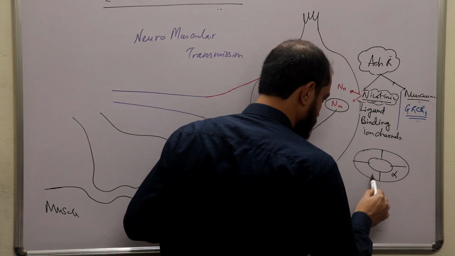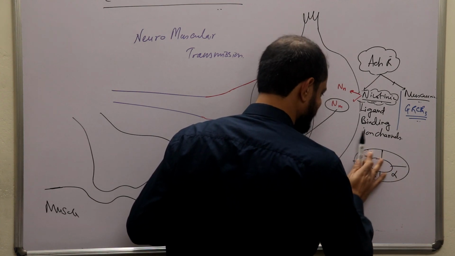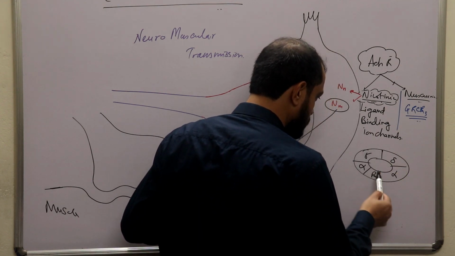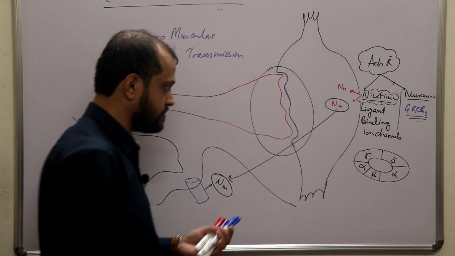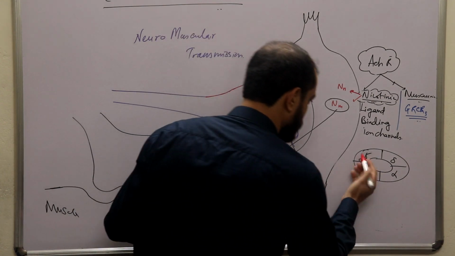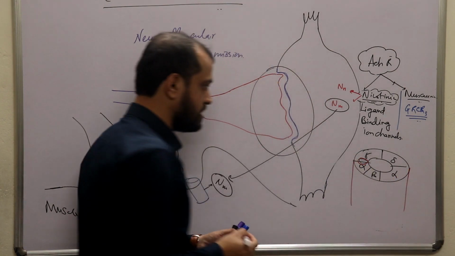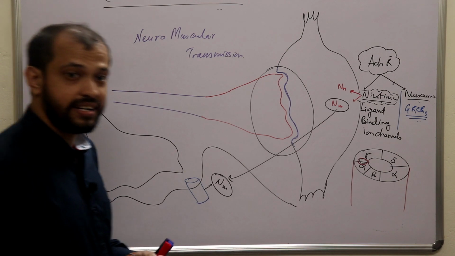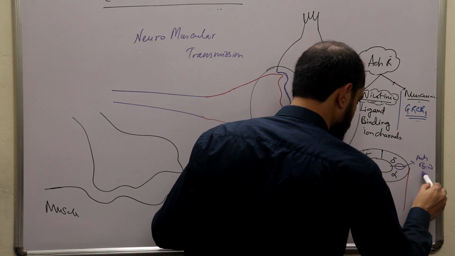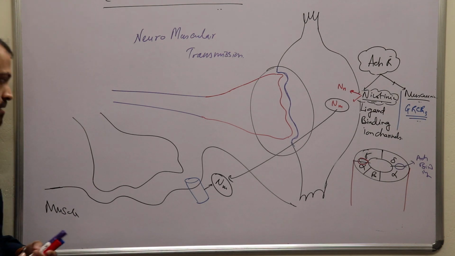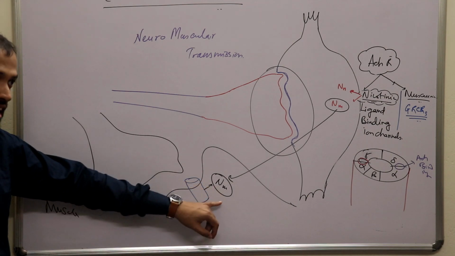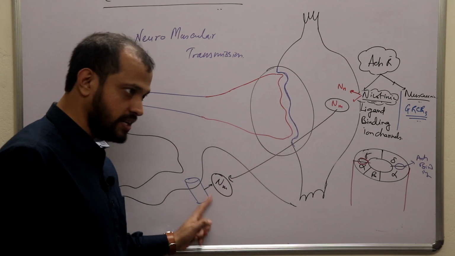This is alpha, this is beta, this is gamma, delta, and in between beta and gamma there is alpha again. In between alpha and gamma there is a site for acetylcholine binding, and between alpha and delta there is a site for acetylcholine binding. Now suppose this is your NM type nicotinic acetylcholine receptor.